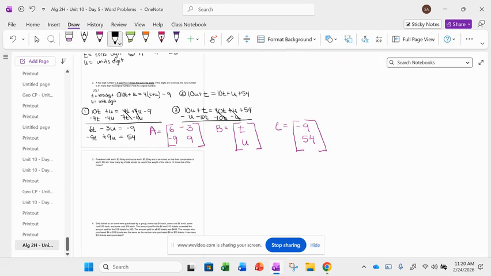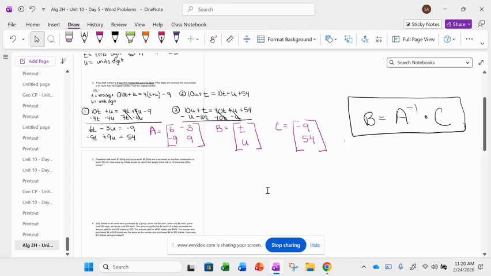You have to show me that we're solving for B. So B will equal the inverse of A times C. This is the last thing you need to show me before you give me the solution. So now let's go to Desmos.